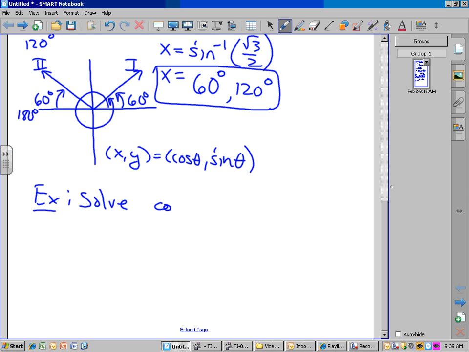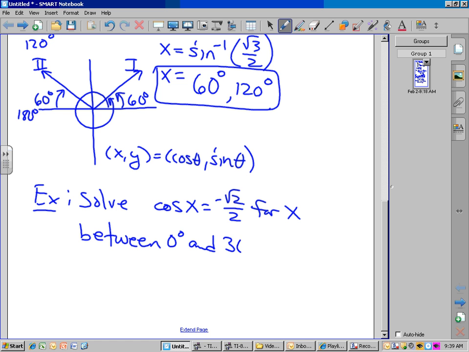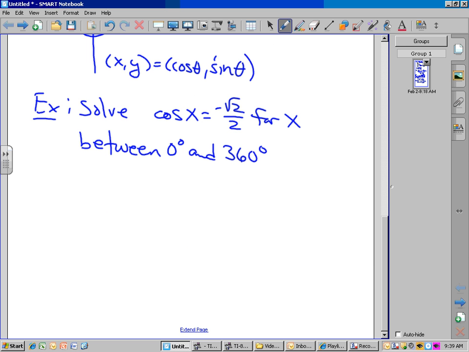Solve cosine of x equals negative square root of 2 over 2 for x between 0 and 360 degrees. All right, so let's do a cosine so we get a little different perspective on what quadrants to use. Let's look at it right away, before we even figure out what the angle is. Cosine is equal to a positive or negative? Negative. Cosine represents x. So where is x negative in the coordinate plane?